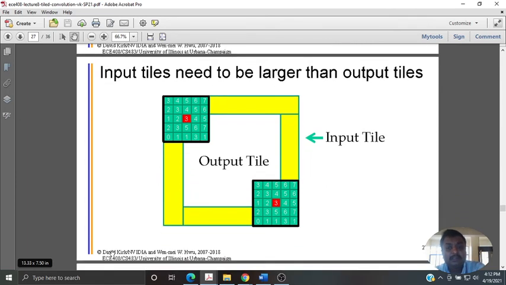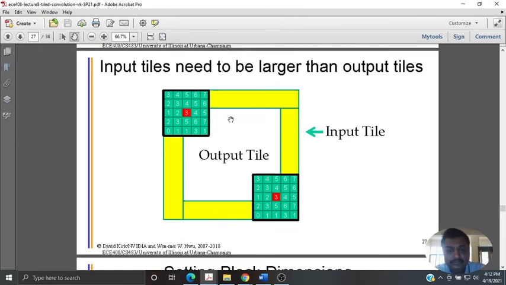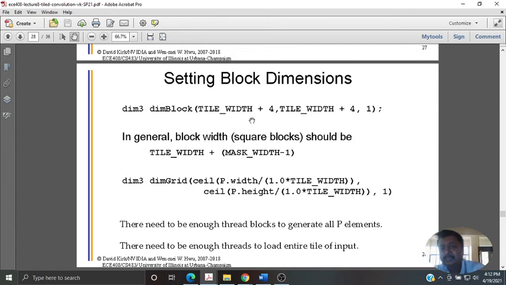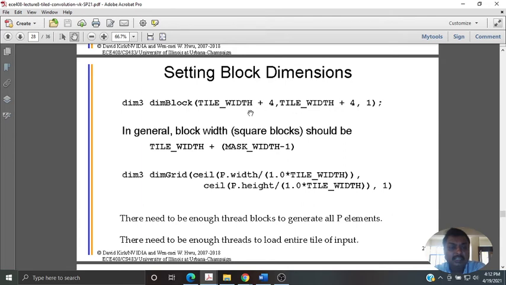What is the requirement? The input is covering the output tile. If you can recollect, I have to go back to the earlier slides, where we are saying that the output tile is encapsulated or covered by the input tiles, or the output tile is smaller than the input tiles. So whenever you are computing, setting the block dimensions again with respect to whatever block size you have chosen, dimensions are set as tile width plus 4 and 1. Ultimately this is the standard formula. You have to remember tile width plus mask width minus 1. And this is the overall number of input elements that are being loaded into the shared memory as such. Okay.